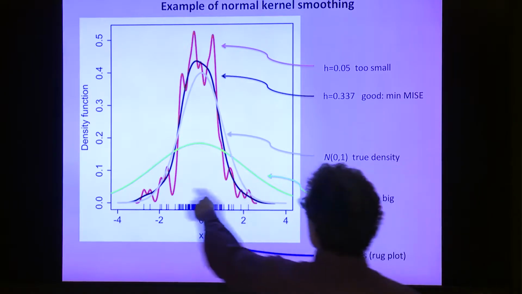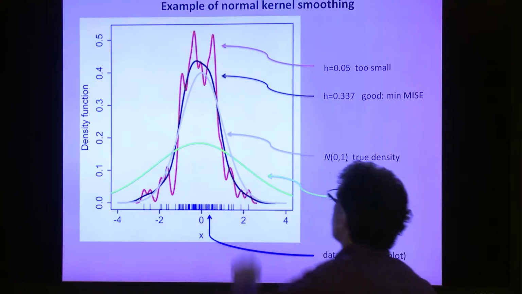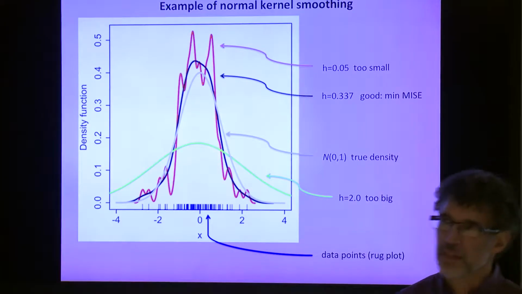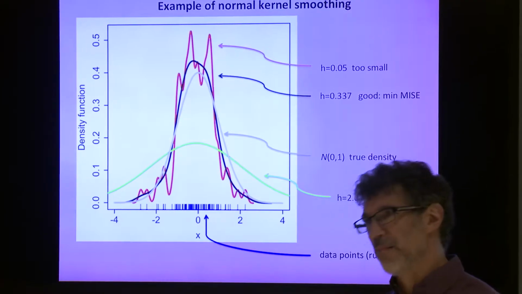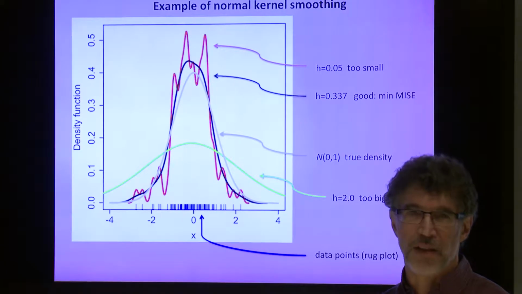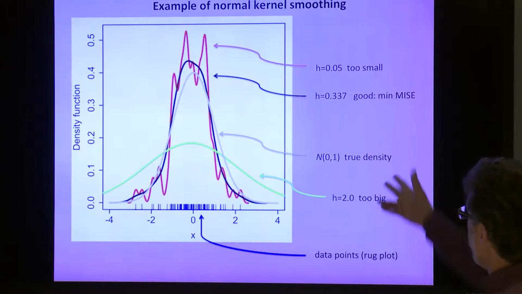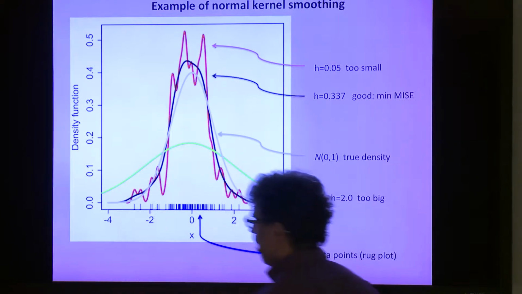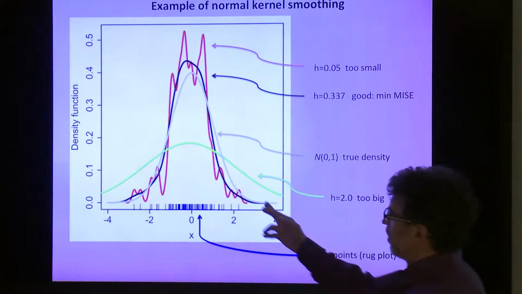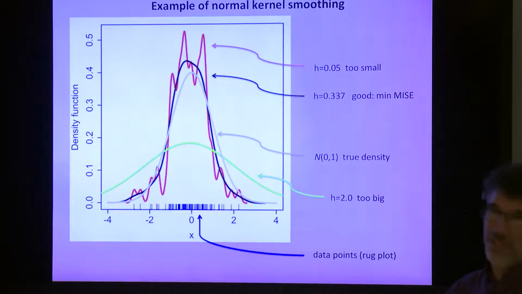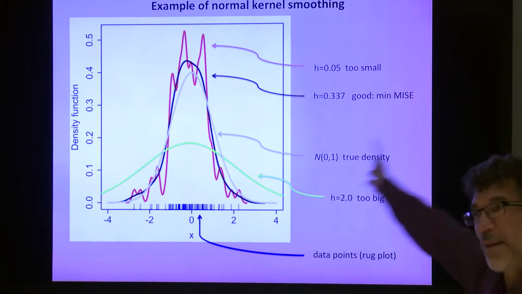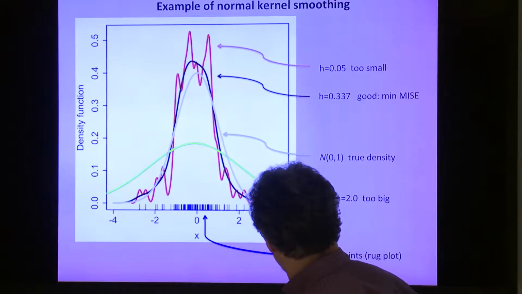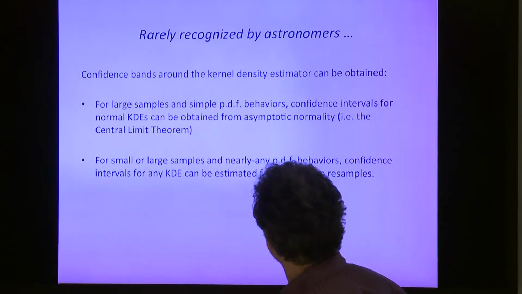And the black is the smooth with the h of that value that minimizes the MISE. It minimizes the sum of the bias squared and the variance. And so in this cute example, you can see that the black comes pretty close to the theoretical gray, and the red and the green are lousy. Okay, so that's Wikipedia. Thank you, Wikipedia, for giving us an example of this.